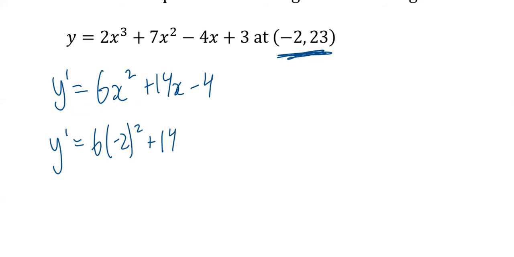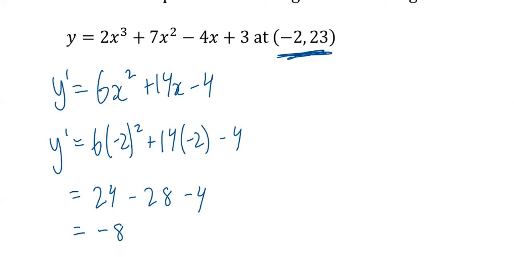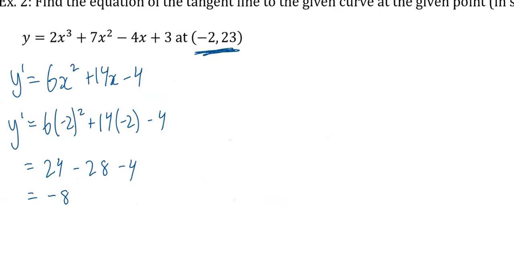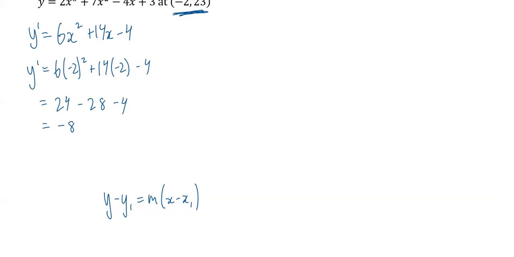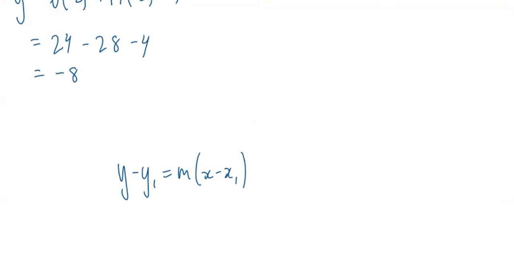Again, we are asked to find the equation of a line. The formula for the equation of a line requires the slope of the line and a point on the line. So we've got a point and we've got a slope. So now we can go ahead and use this formula.